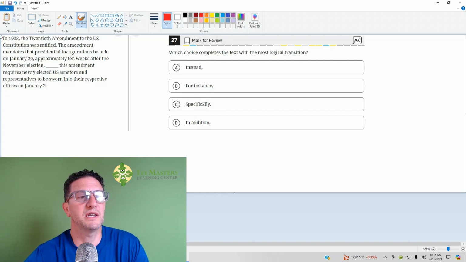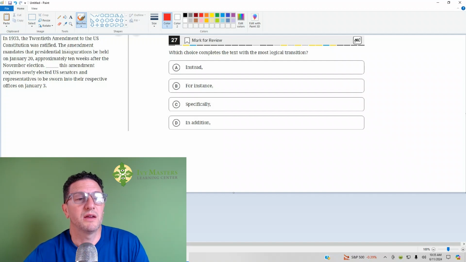The paragraph reads, in 1933, the 20th Amendment to the United States Constitution was ratified. The amendment mandates that presidential inaugurations be held on January 20th, approximately 10 weeks after the November election, blank. This amendment requires newly elected U.S. senators and representatives to be sworn into their respective offices on January 3rd.